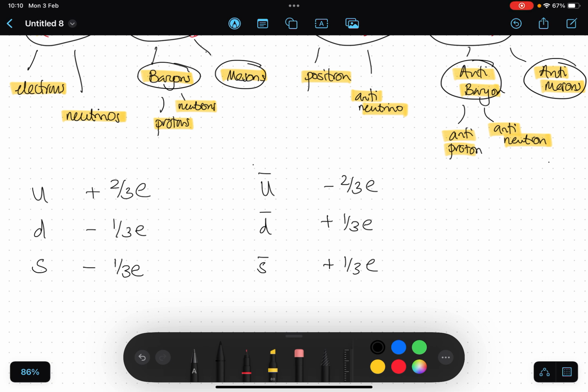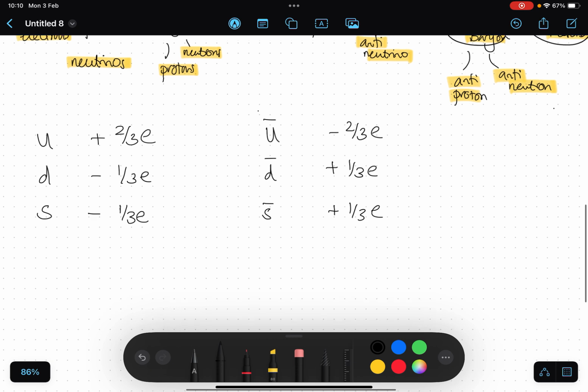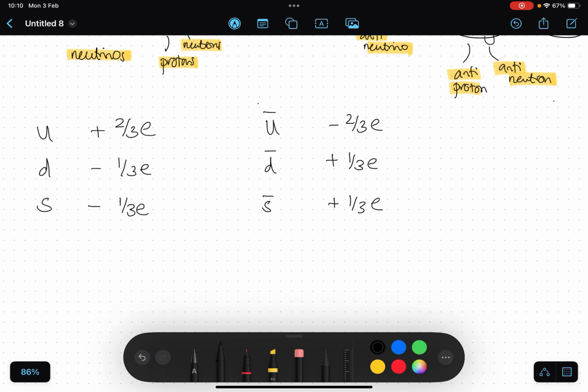So therefore, when we're putting our baryons together, our three quark particles together, the proton, we know, has a charge overall of +1. So the way that we would construct that from up and down quarks is by combining two up and one down quark. Okay, so in terms of charge, we've got plus 2/3, plus 2/3, minus 1/3.